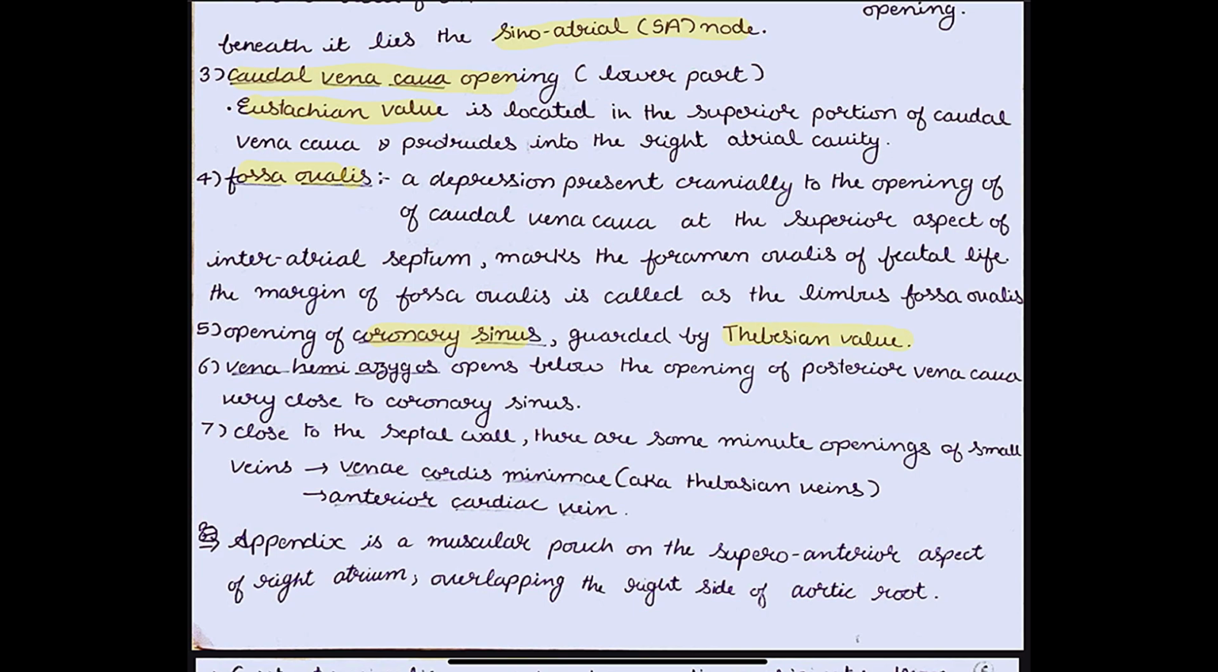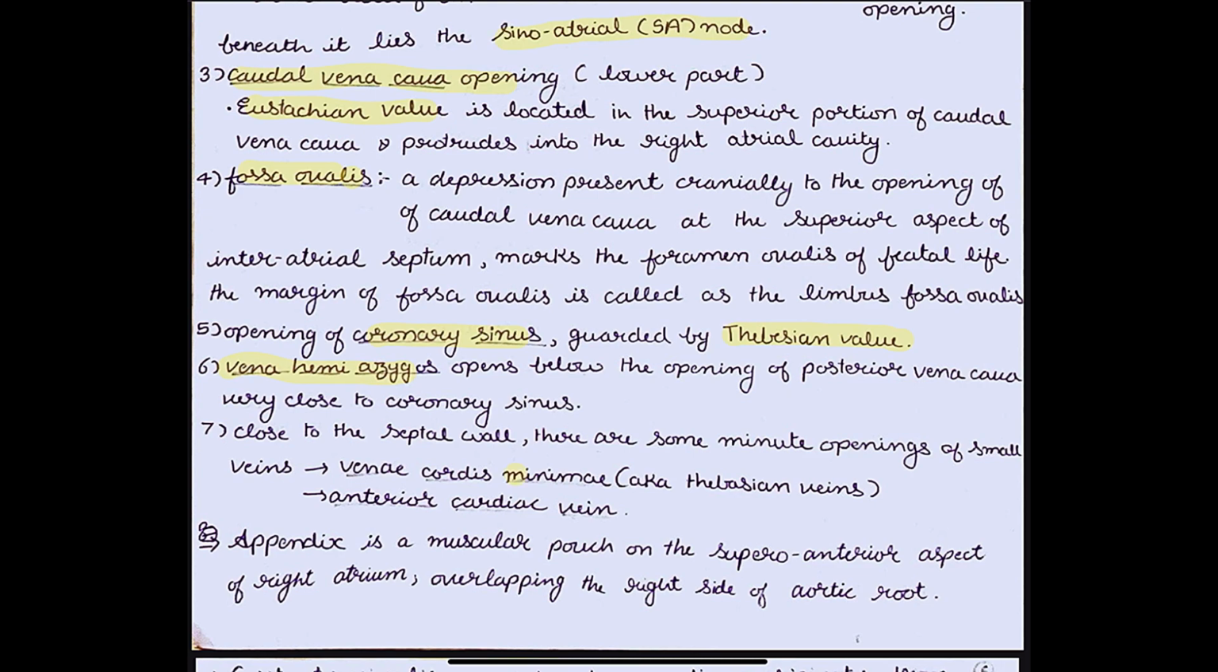Eustachian valve is associated with the caudal vena cava. Thebesian valve is associated with the coronary sinus. Then the vena hemiazygos opens below the opening of the posterior vena cava, very close to the coronary sinus. Then close to the septal wall, there are some minute openings to small veins of the heart.